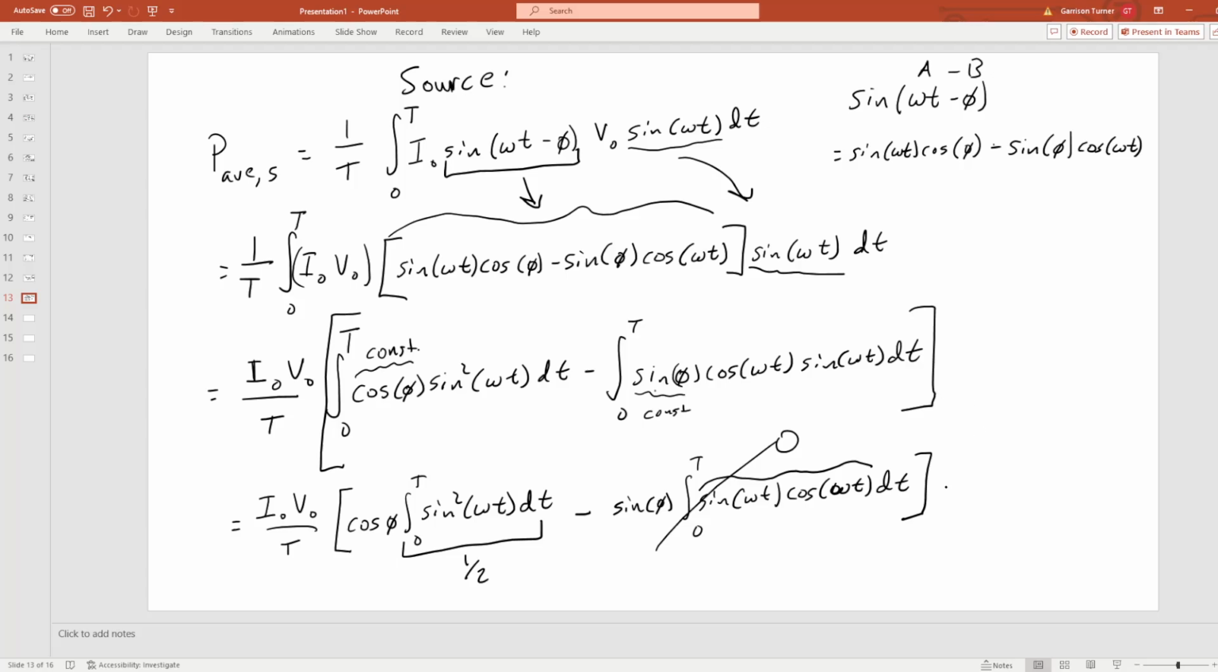Right. So what this means is all of this boils down to, so this integral is 1/2 the period. So this becomes I naught V naught over T times cosine phi times 1/2 T.